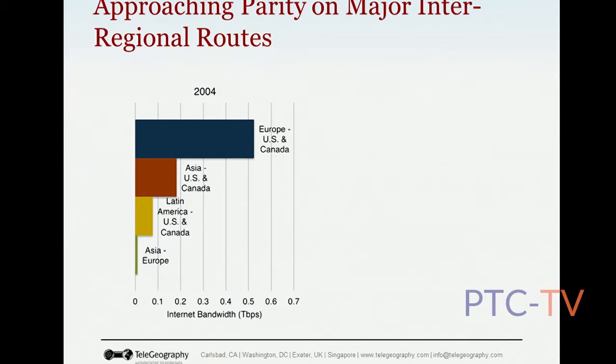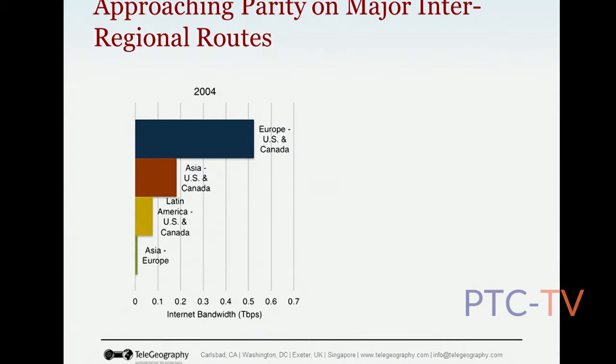One other trend that you could probably see from the maps I showed at the beginning is that the capacity of these major interregional routes is nearing parity, actually. And it's been pretty striking when you look at the past 10 years just how far things have narrowed between these major routes. So looking at 2004, Europe to the US and Canada, far and away the highest capacity route, followed by the Trans-Pacific, Asia, US and Canada, then Latin America to the US, Asia, Europe. I just showed the 4 highest capacity ones here.